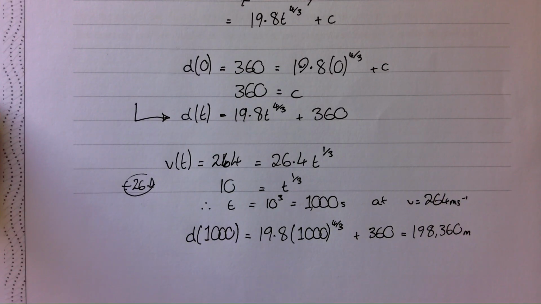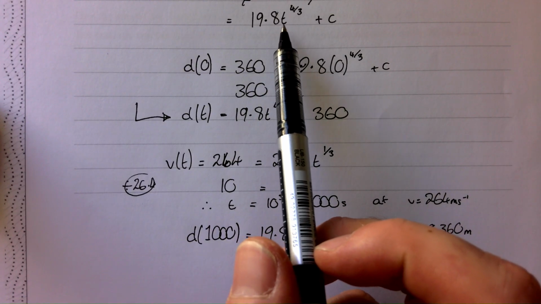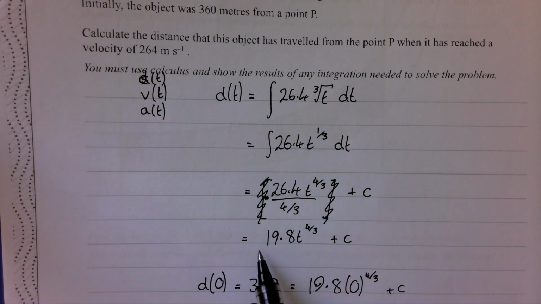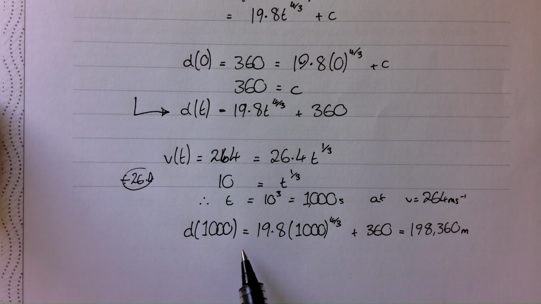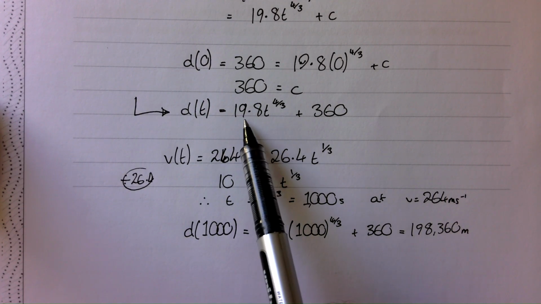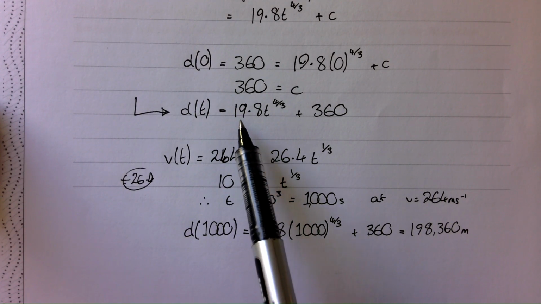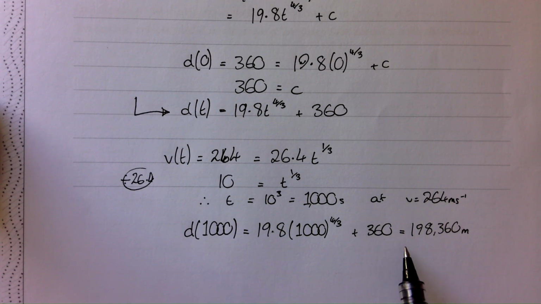Now, if you followed that through to this final answer, that was enough for merit. You had to have evidence of integration to get to your expression for distance or displacement. And then for the achieve mark alone, you needed to get to your actual expression for distance. Finding the time that the velocity of 264 occurred at, and then subbing that into your formula for distance gives you your final answer and merit.